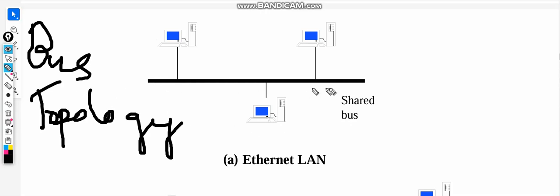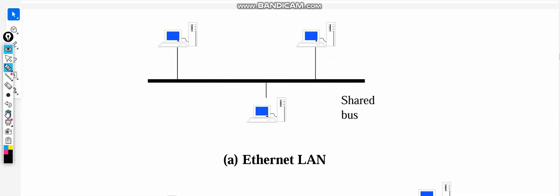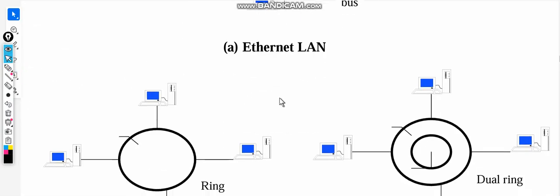So this is the network cable. All the computers are connected to the single cable here. This is called bus topology, shared bus. The bus is shared among all the computers.